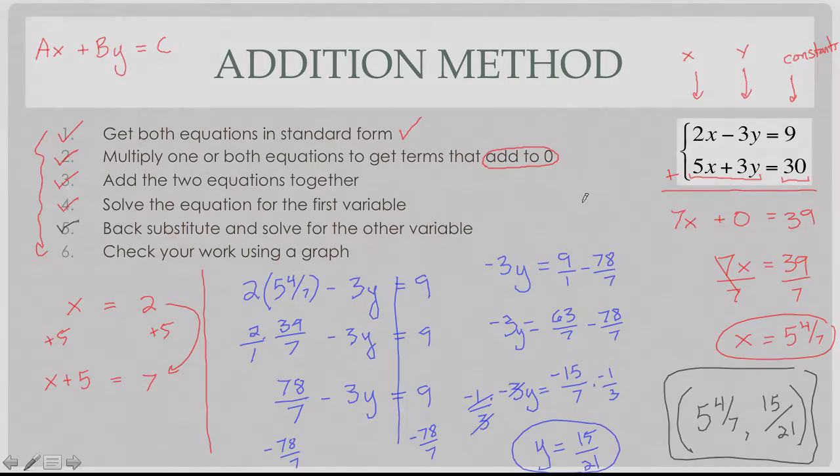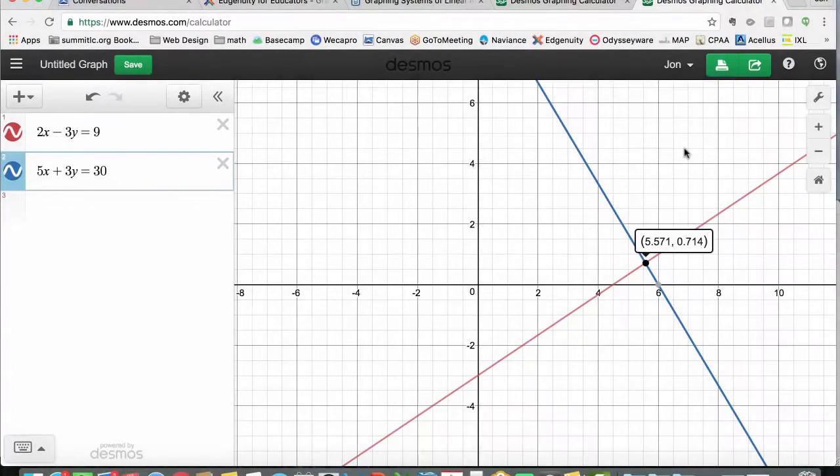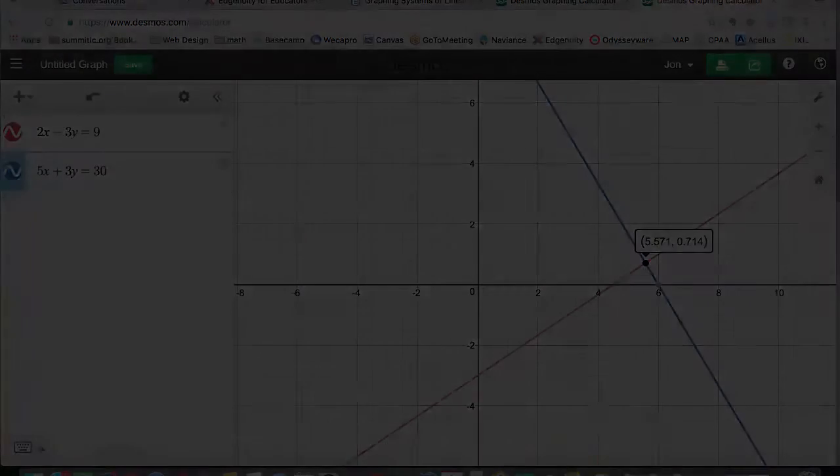So let's go ahead and take a look at the graph. All right, here I am at the graph. So there's my system of equations. I graph both lines. And if I look at where they intersect at 5.571, which is about 5 and 4/7, so I'm feeling good about that. And 0.714, that is about the same as 15/21. So I'm feeling really good about my results. My graph is verifying my work that I did algebraically.